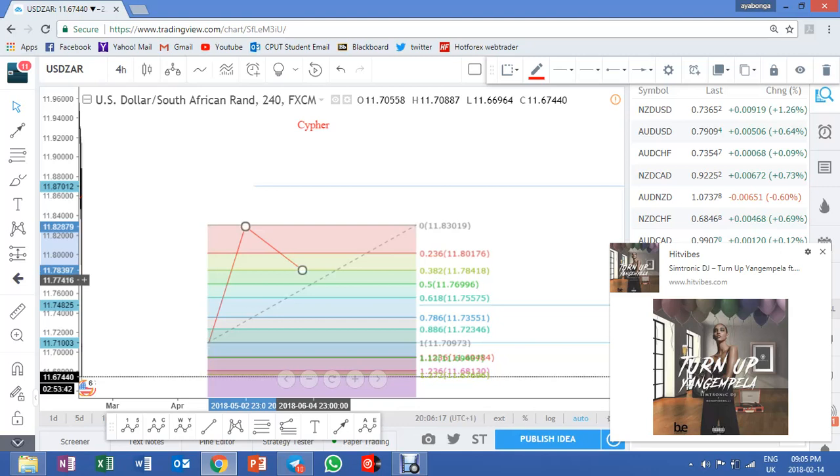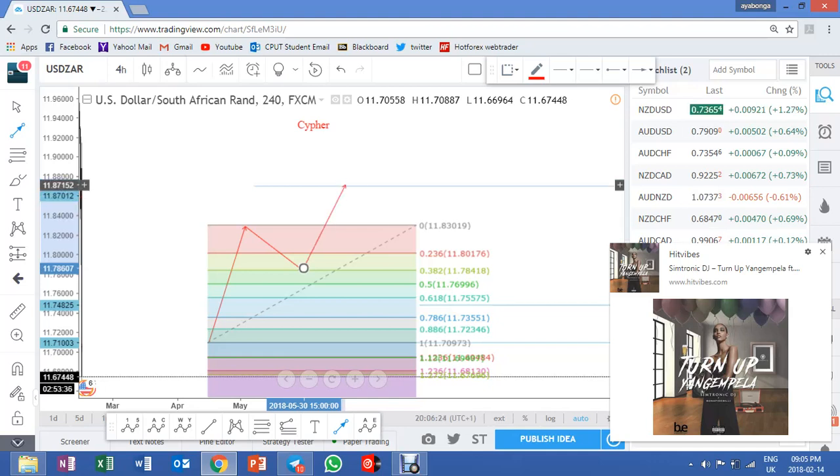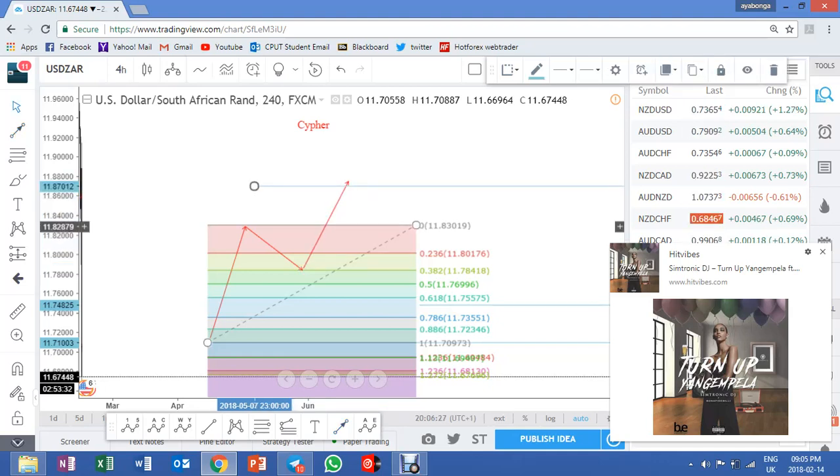Sometimes it can touch your 50%. It depends. It's still valid, but don't trade it when it goes down very deep, like 78.6, 88.6, 61.8. Just consider that one invalid.